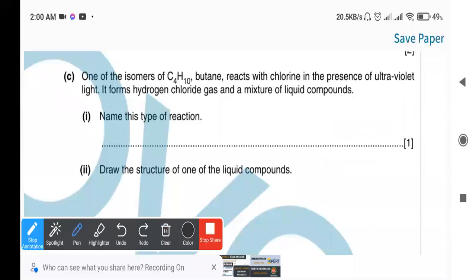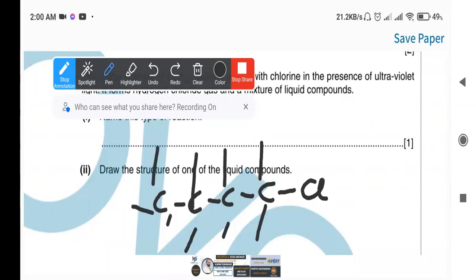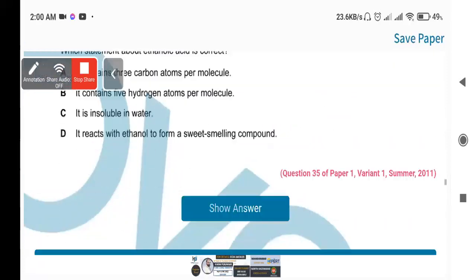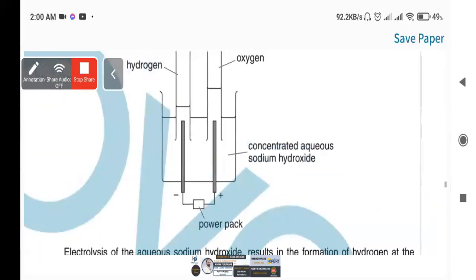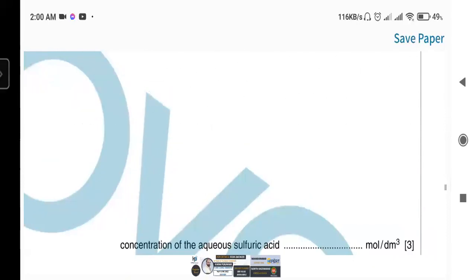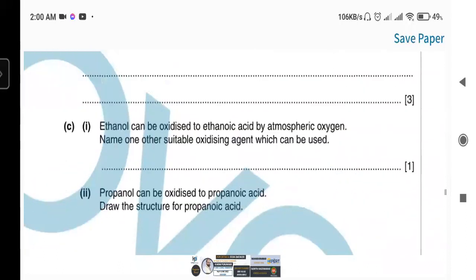Now you draw the structure of any one of these. I prefer to draw with one chlorine. Now fill the rest of the bonds with hydrogen atoms. Okay, this is easy. Most of the questions are repeated from the same concept again and again. So answering organic chemistry questions is quite easy.